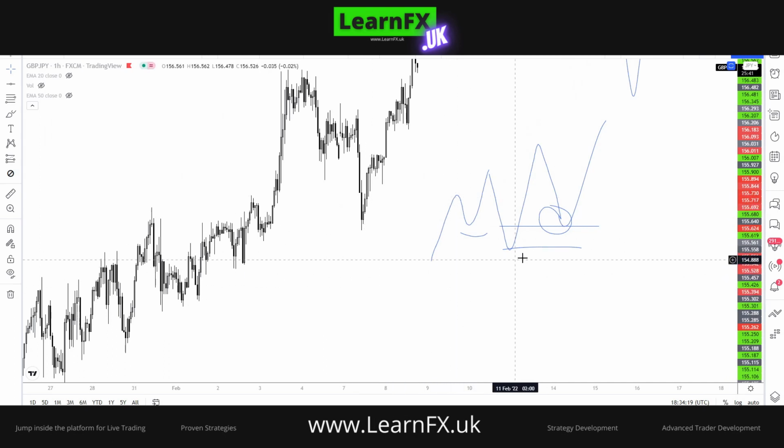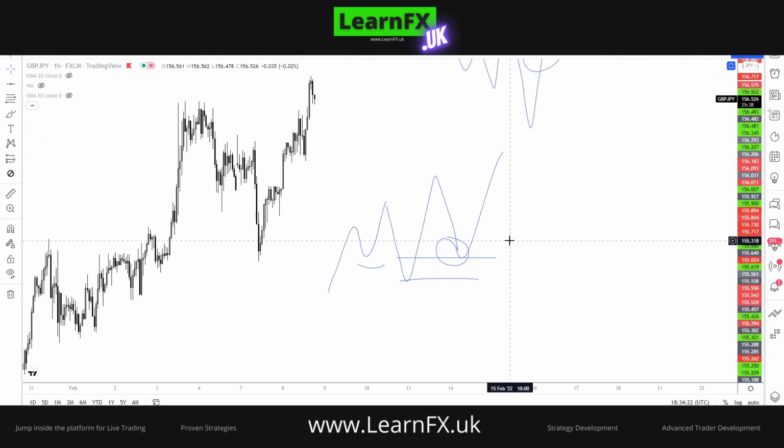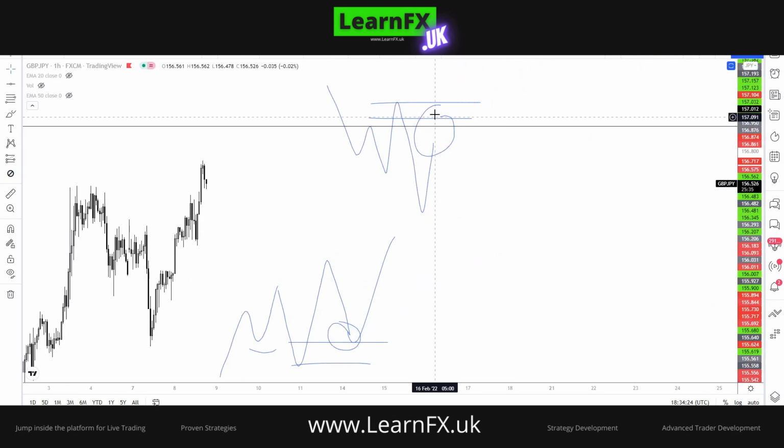In theory, yes, there's support here, so if you want to look at it like that, then fine. In theory, there is resistance here, so if you want to look at it like that, fine. At the end of the day, it doesn't matter what you call anything in trading. You can call this whatever you want. The important thing is that you know what you're looking at and why you're looking at it, or even, to be honest with you, it doesn't even matter if you know why. The most important thing is that you know what you're looking for, you can clearly identify it, and you can repeatedly identify it consistently and execute.